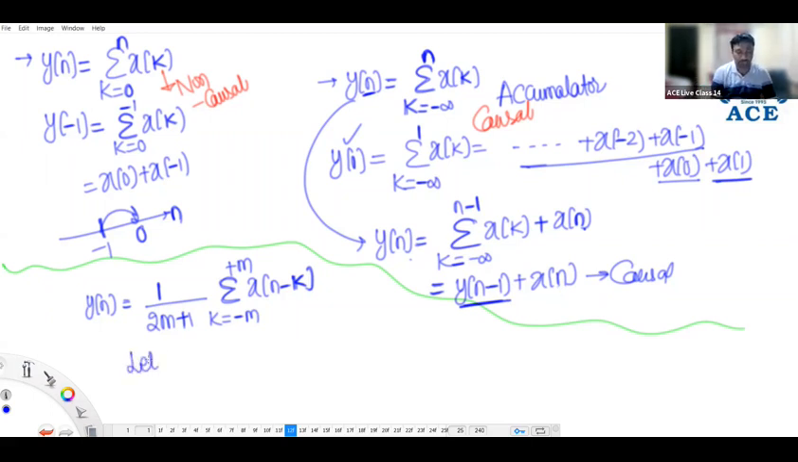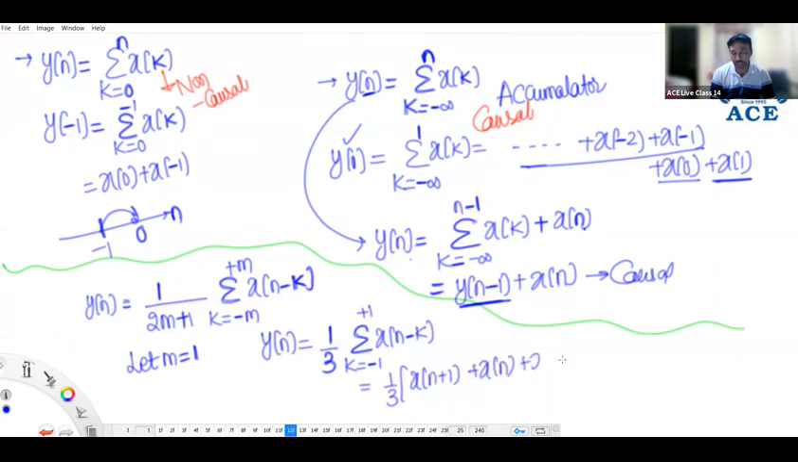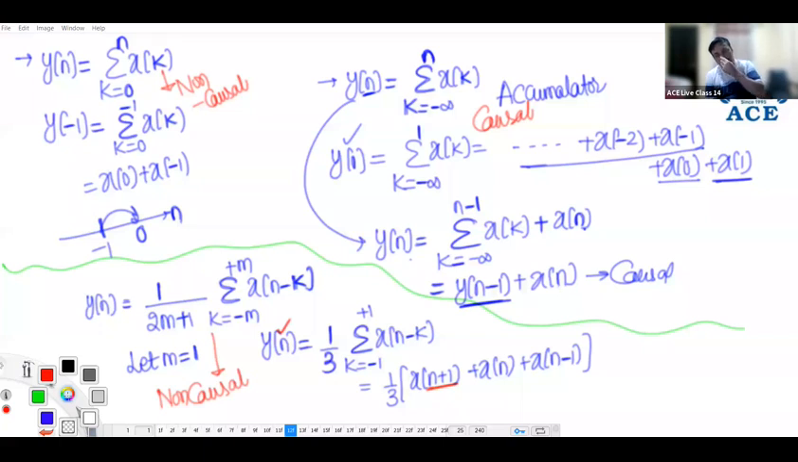For understanding purpose, assume M value 1. If we assume M value 1, what will happen to the system expression? Sigma minus 1 to 1 of x of n minus k. So x of n plus 1, k0 means x of n, next to x of n minus 1. With respect to output at nth sample, this is next sample, non-causal. Don't say if M is 0. If M is 0, it is an identity system.